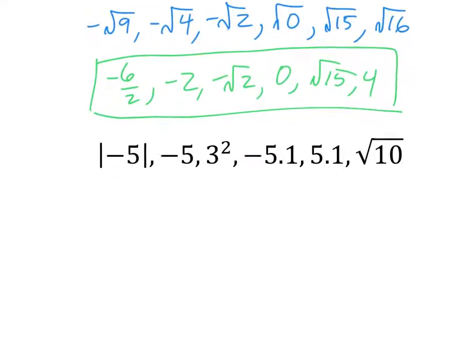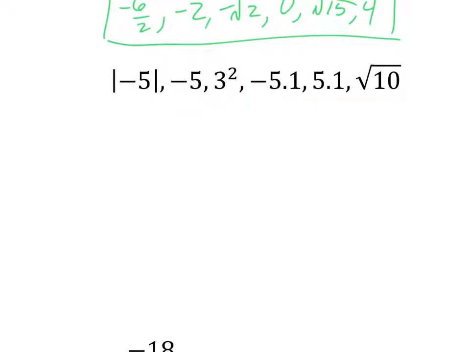Okay, let's look at this next one. If we have the absolute value of negative 5, 3 squared, negative 5.1, positive 5.1, and the square root of 10. So this one looks like it'd be easiest to just think of them in their decimal forms. So I'm going to simplify the absolute value of negative 5. Well, that's 5 because you take the absolute value, distance away from 0, that gives us 5.